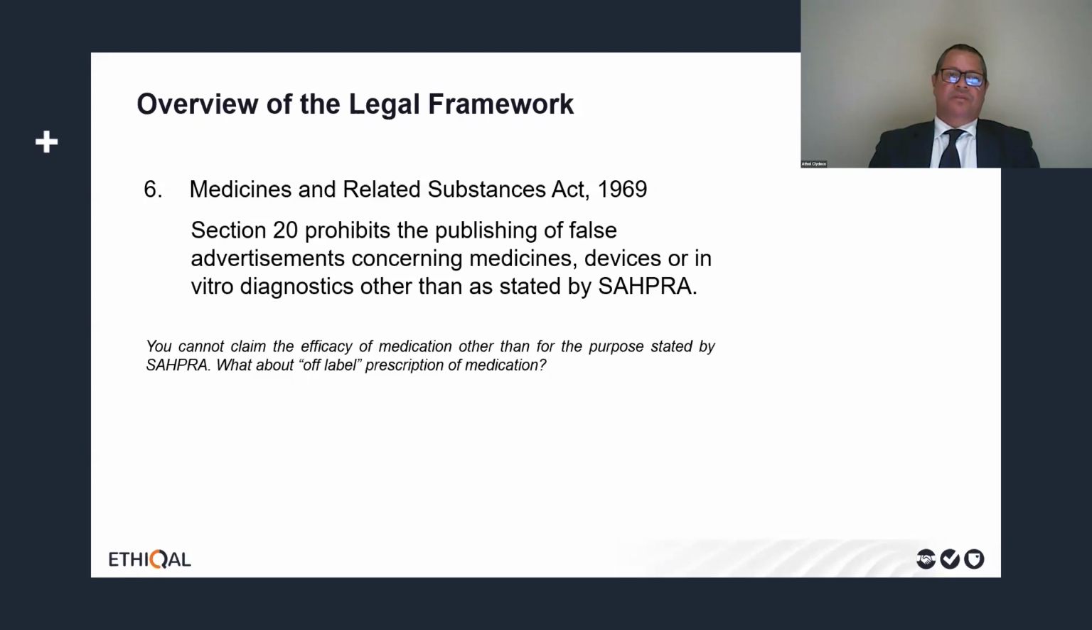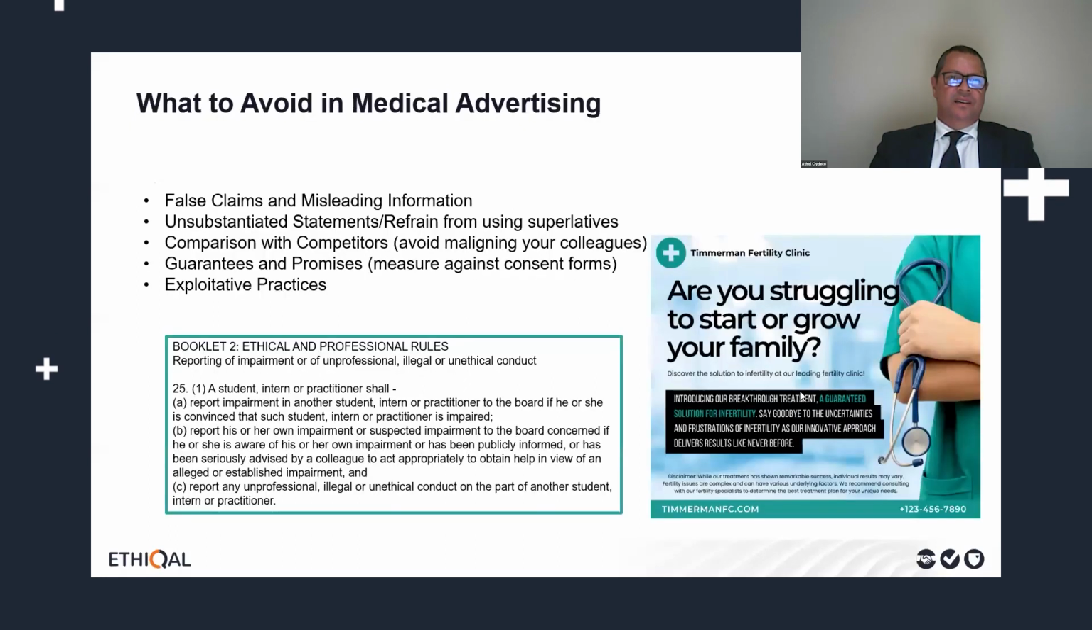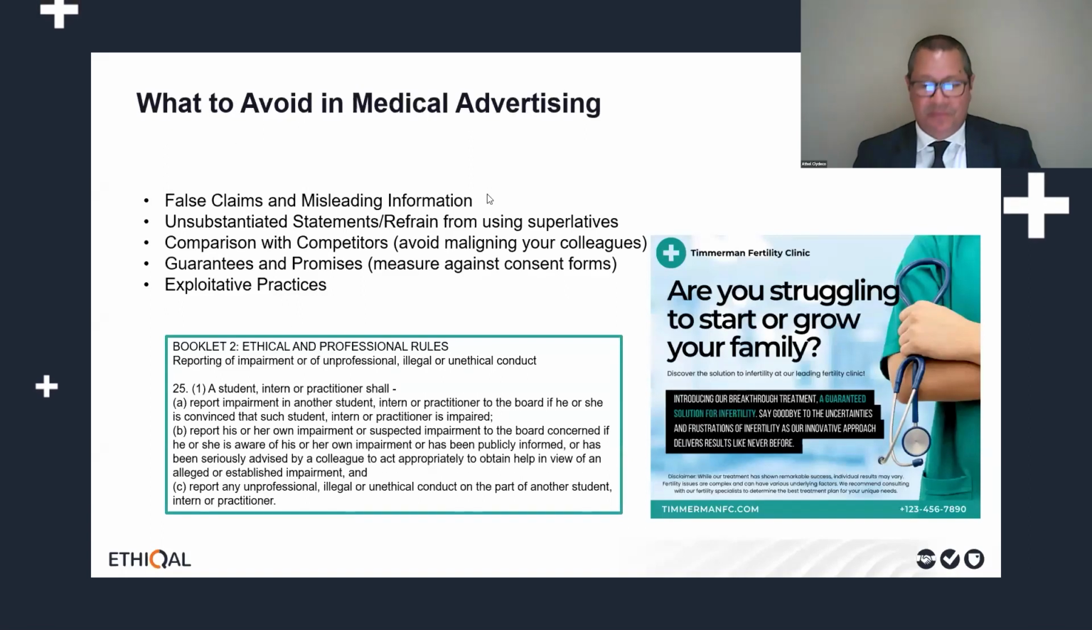Basically, it prohibits the publishing of false advertisements concerning medicines, devices, or IVDs other than that for which the medicine, devices, or IVDs were approved by SAPN. So you can't claim the efficacy of medication other than for the purpose stated by SAPN. But what about the off-label prescription or use of medication, which is commonplace? And I think that would be justifiable on the basis that it is capable of being proved, of being able to do what you say it can. And I think that might be the final slide, JP. Yeah, thanks. I'm going to hand over to JP now.